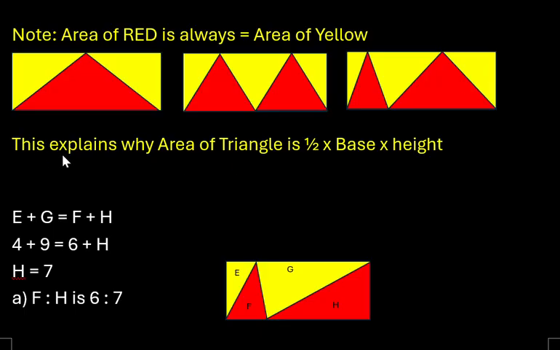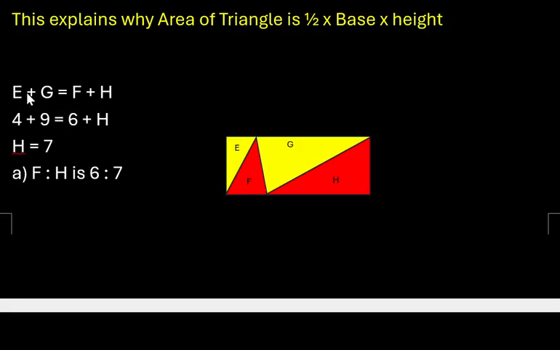And this explains why, when we say the area of a triangle is half base times height, base times height is basically a rectangle, so the area of a triangle is half the base multiplied by the height. If you look at it, the base is this, the height is this. So this base multiplied by this height, plus this base multiplied by this height, ends up the same as the total base multiplied by the height. That explains why in this case E plus G, which is the yellow, is always equal to F plus H.